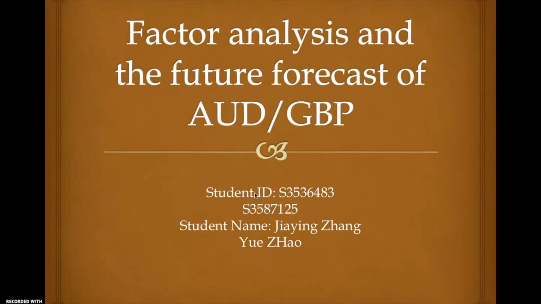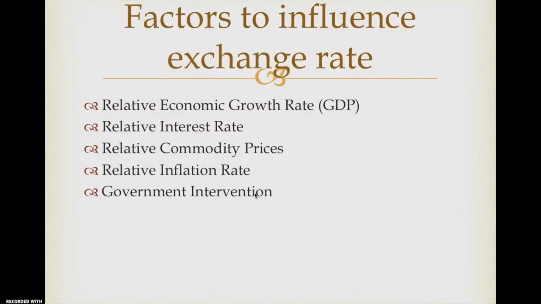Today we are going to talk about the factors analysis and the future forecast of AUD and GBP. As you know, exchange rate has played an important role in international trade, and it can affect the revenue of importing and exporting countries. Generally, there are 6 factors that have a significant influence on the exchange rate, such as relative GDP growth rate, interest rate, inflation rate, commodity price, and government intervention. Today we are going to discuss how these factors influence the exchange rate and make appropriate forecasting for the future movements of AUD and GBP.